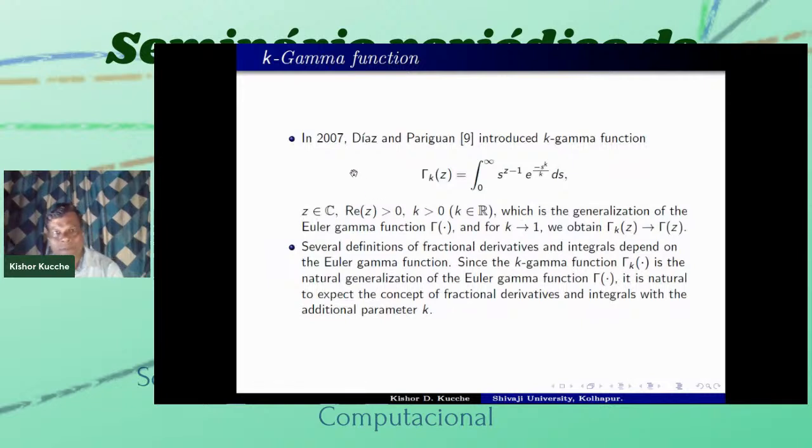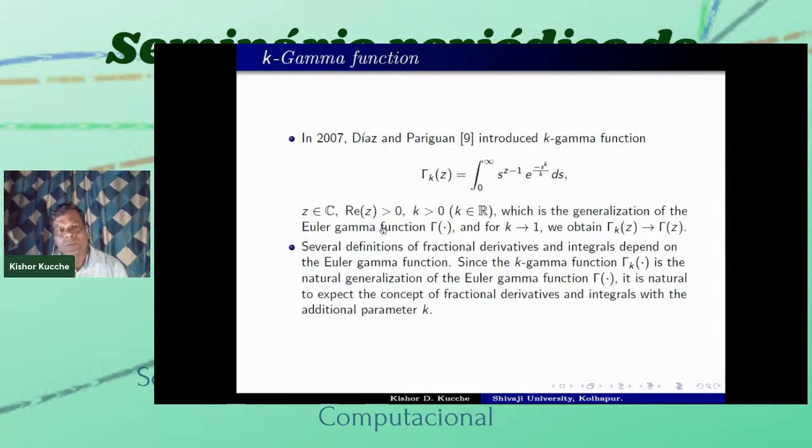In 2007, Diaz and Pariguan introduced this k gamma function. It is a generalization of the Euler gamma function, when z is a complex number whose real part is greater than 0 and k is a positive real number. This is the definition of the k gamma function. When we assume k approaches 0, the gamma k of z approaches gamma of z. If we put k equal to 1, it converts to the Euler gamma function.